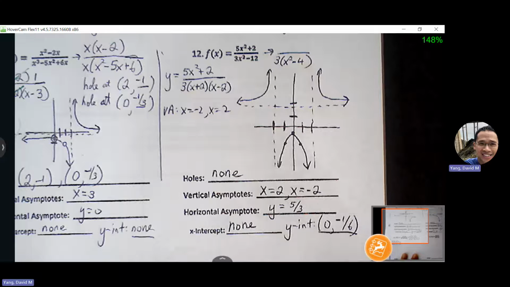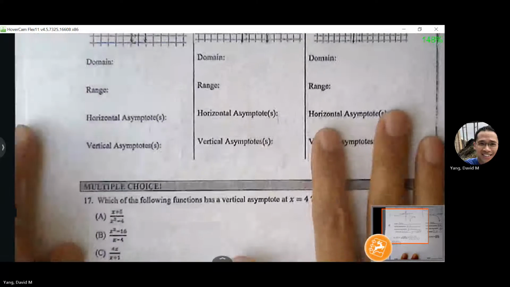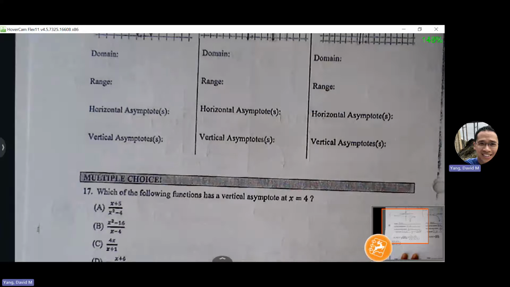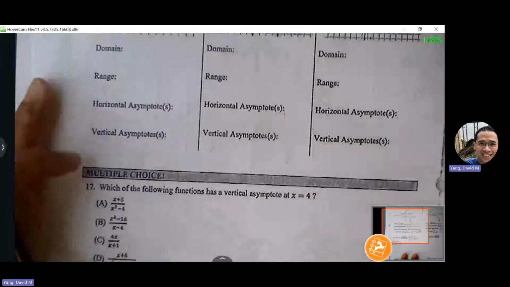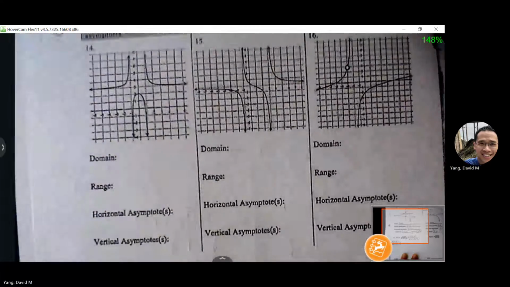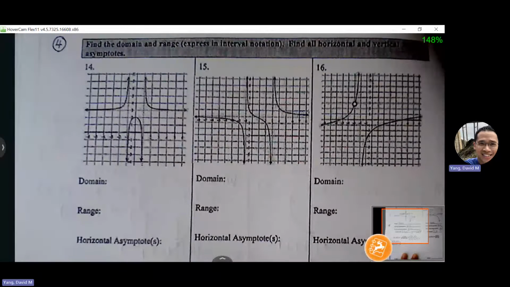Okay, page 4. Let me just do one of these examples, and then I think the rest you guys can probably try later with homework. So number 14, it says find the domain and range expressed in interval notation. Find all horizontal and vertical asymptotes.